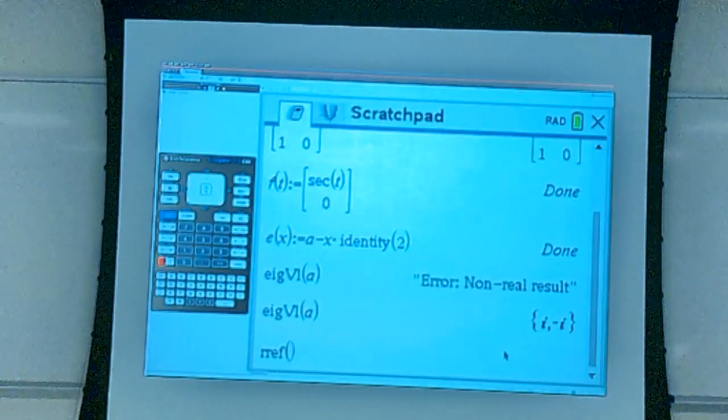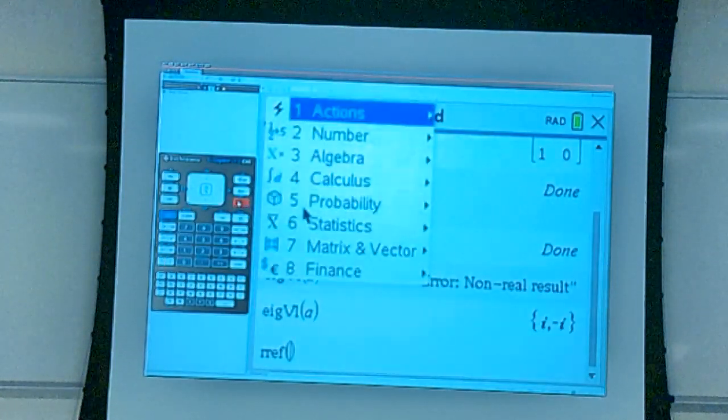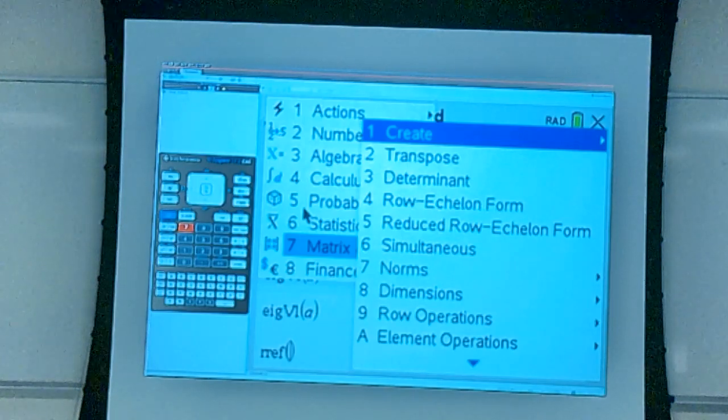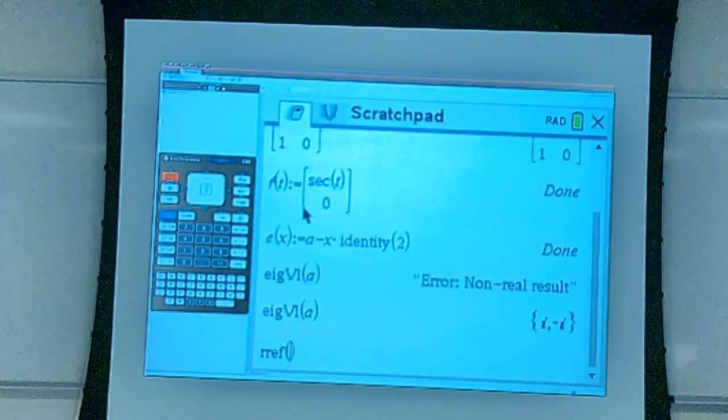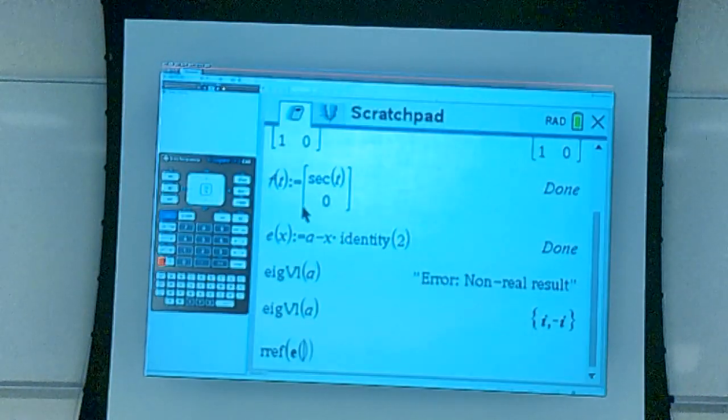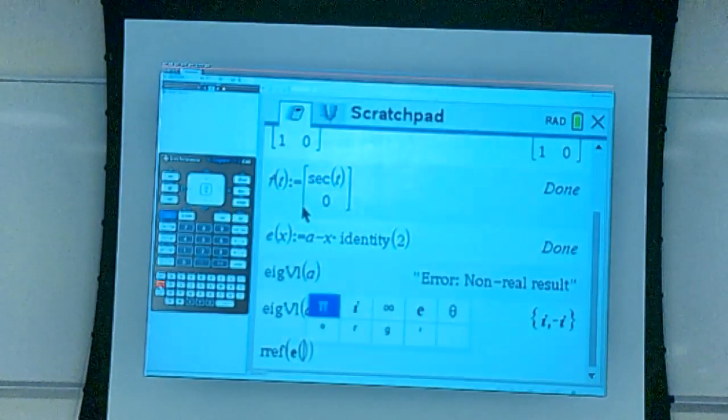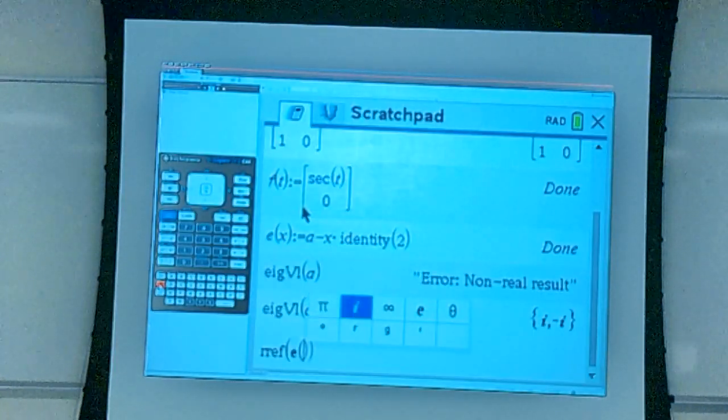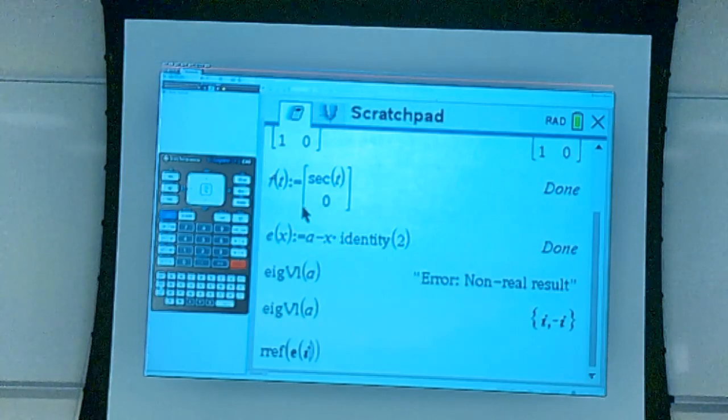Now we just row reduce, right? So REF, or menu, matrix, and then row reduced echelon form, number 5. We wanted E of I, so you can't just type in I. We actually have to go look for it. If I'm not mistaken, it should be right here under the pi. Yep, there it is. Let's go look at pi.